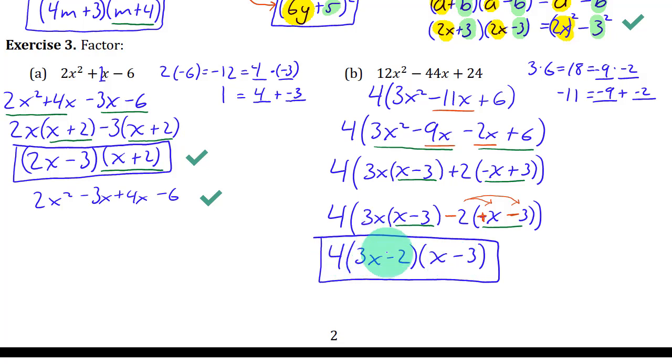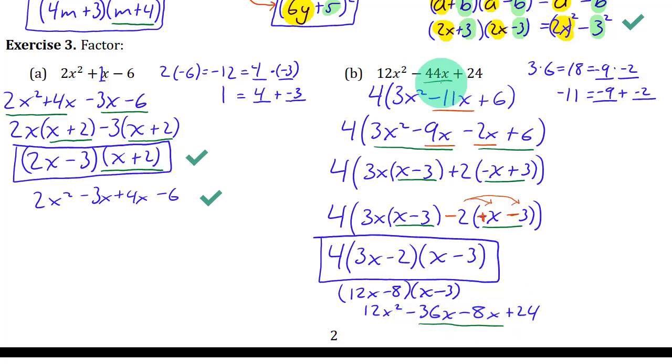If you want, you could distribute the 4 in first. That might make it easier. So you get 12x minus 8, and then times x minus 3, and then 12x times x is 12x squared. 12x times negative 3 is negative 36x. Negative 8 times x is minus 8x. Negative 8 times negative 3 is plus 24. And negative 36x minus 8x does work out to negative 40x, and everything else is the same, so that looks good.